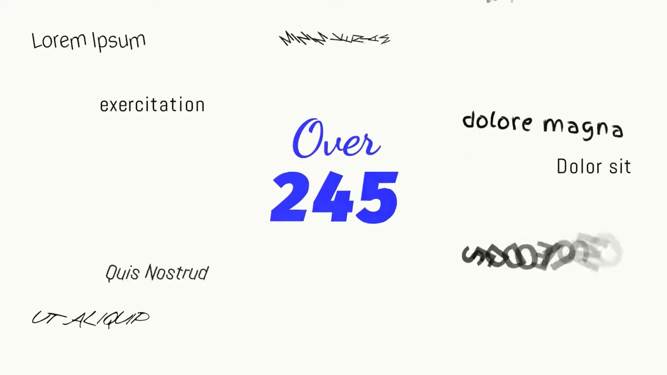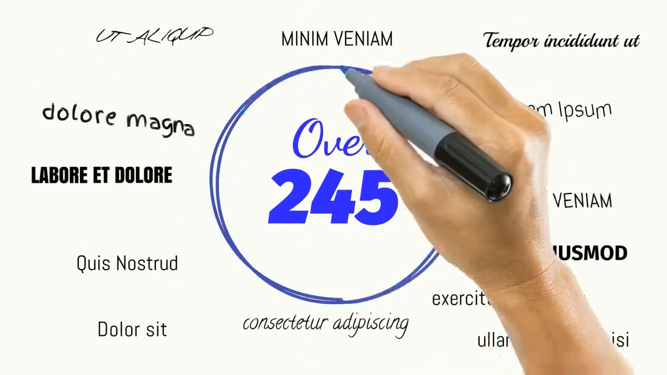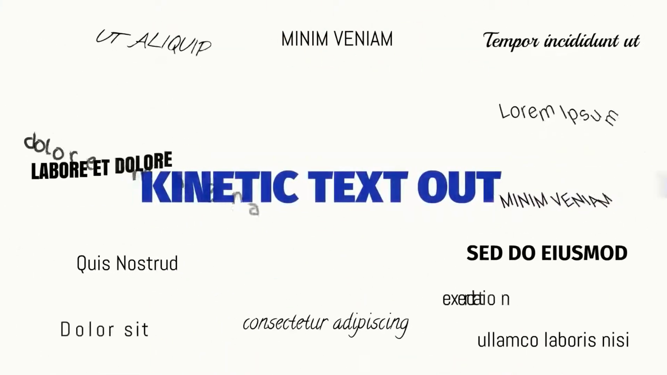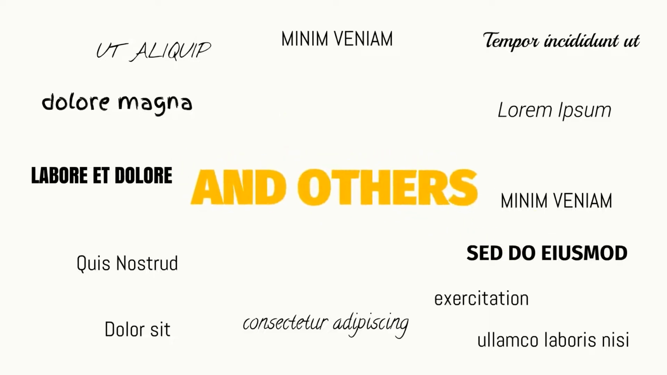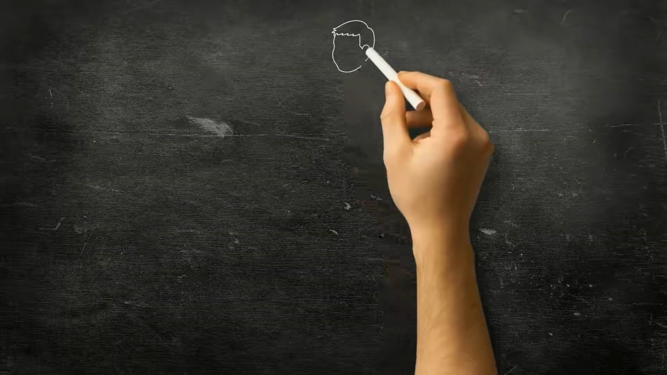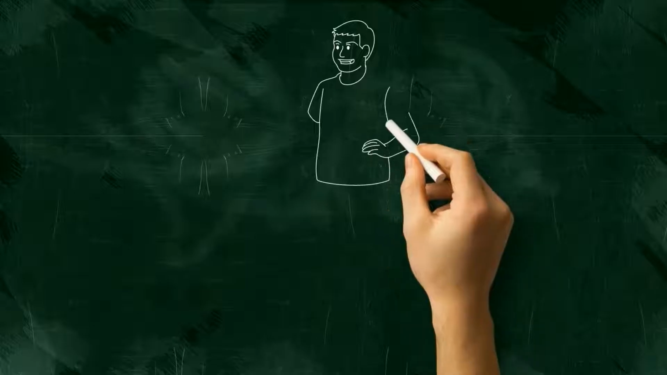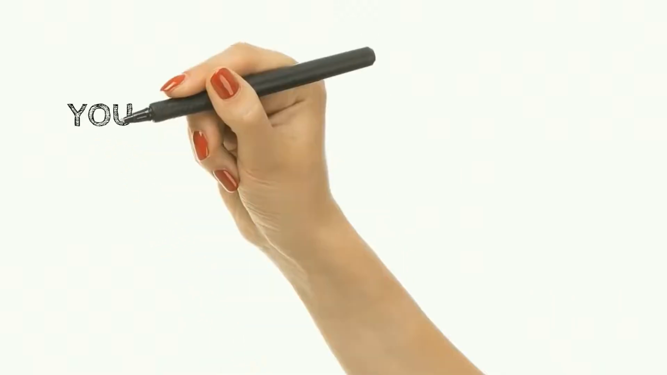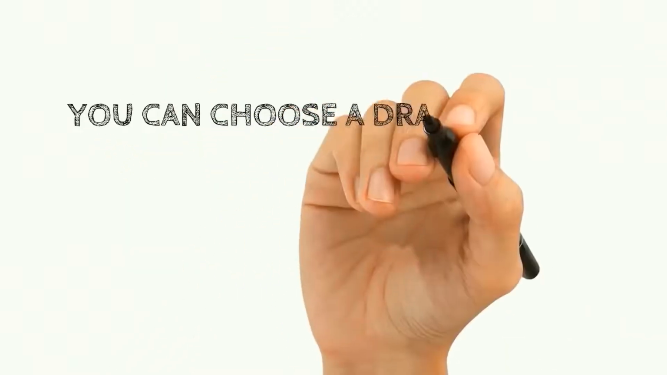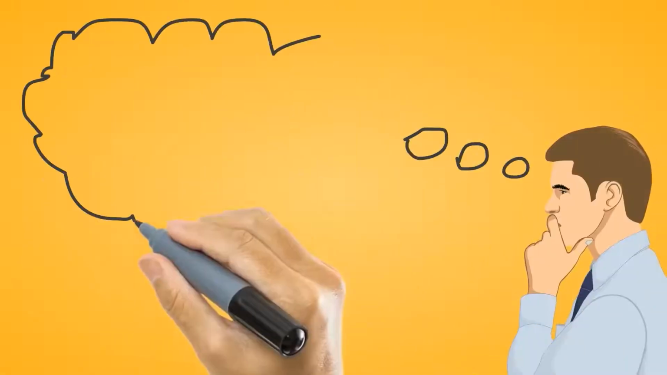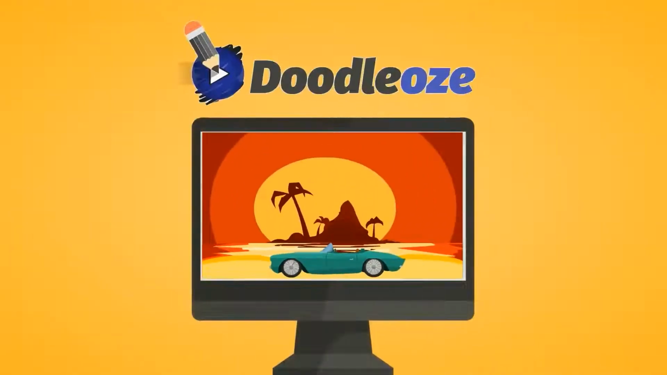With over 245 text animations, with various effects like letter by letter, kinetic text in, kinetic text out, and others, you'll always find the one you need for the project. Doodleoze can draw on blackboard, whiteboard, greenboard, paperboard, and even glassboard. You can choose from a large variety of drawing hands and even import your own hand. The list of other features is very long, but the bottom line is that if you can imagine it, you can create it in Doodleoze.